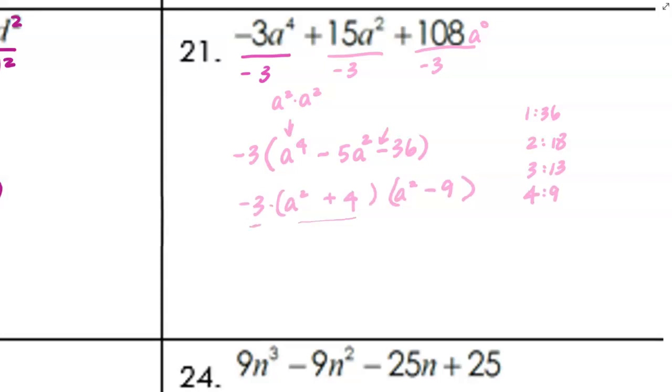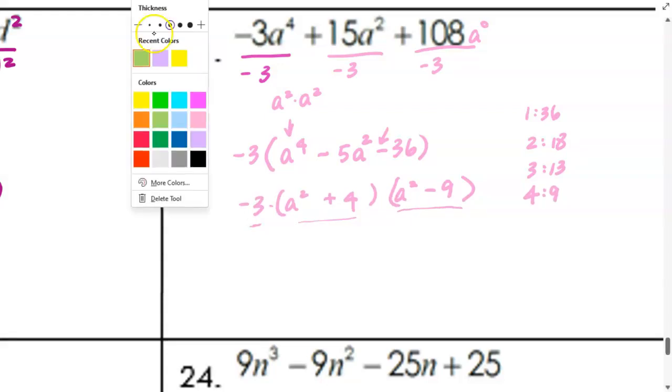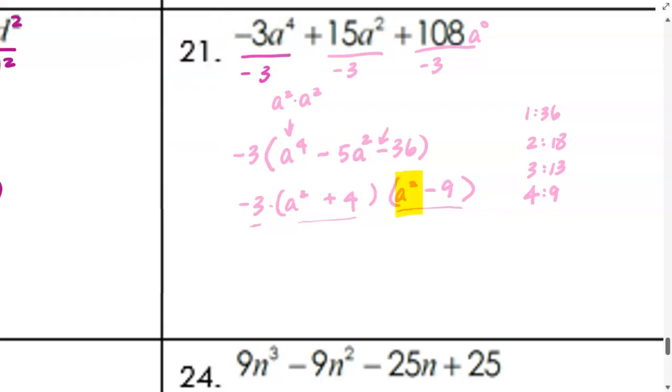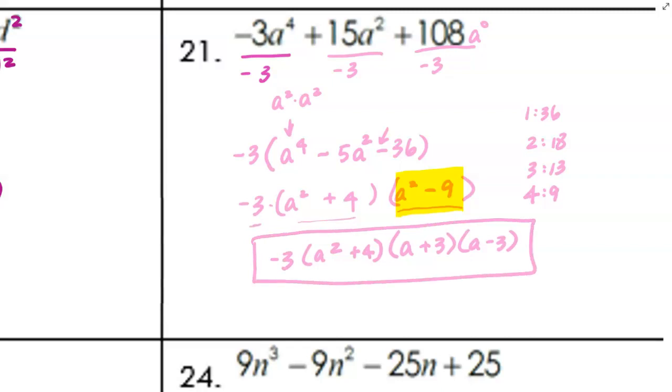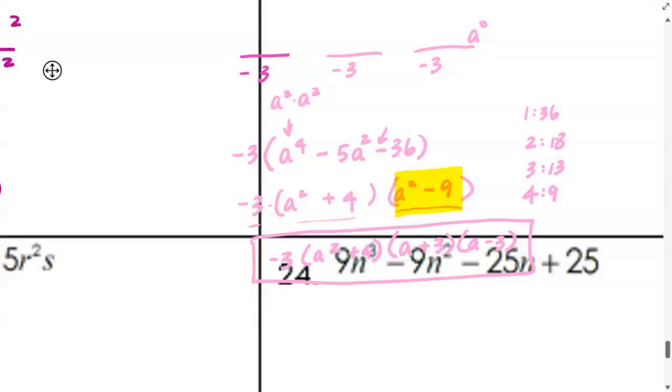That cannot be factored any further, but right here, this could be further factored because that's a difference of squares. You can factor this as a plus 3 and a minus 3. So negative 3 times a squared plus 4, a plus 3, a minus 3, and there you go. Okay, good job, guys.